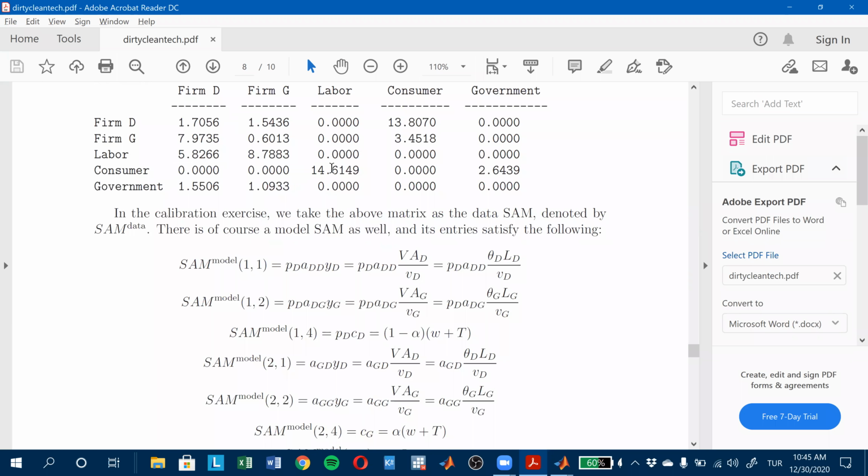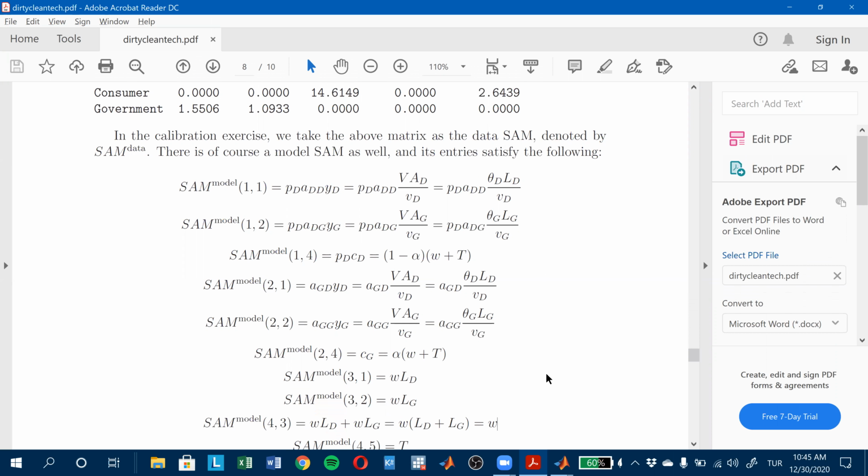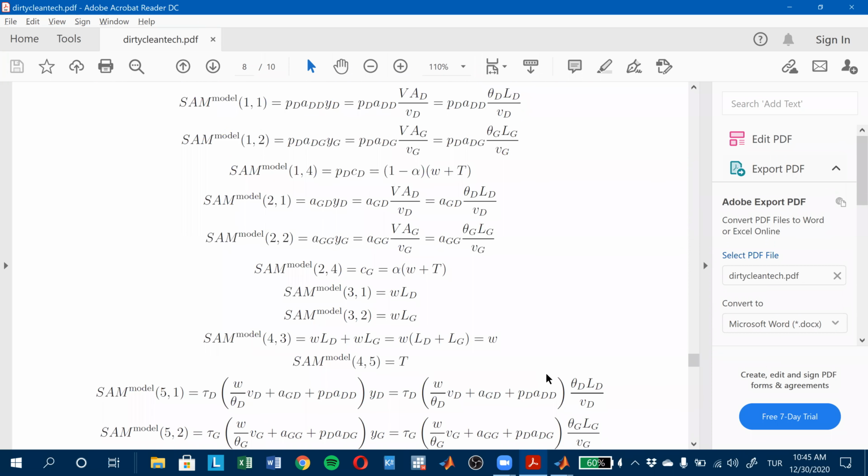The fourth row and the fifth column, 2.46, 2.64. What is that? That's the transfer. Government spends that amount, consumer receives that amount. So this is T, okay? And so on and so forth.